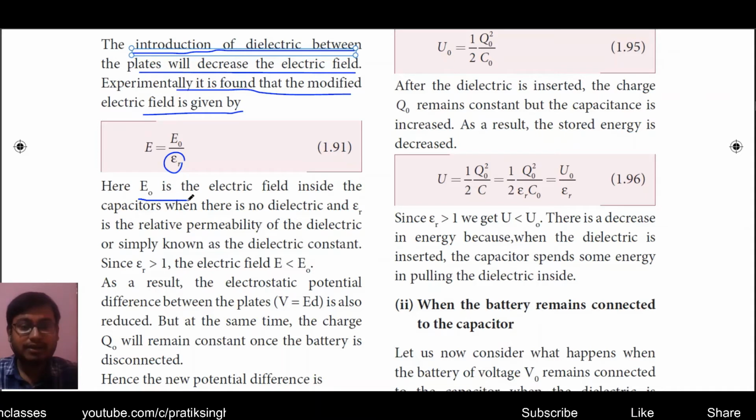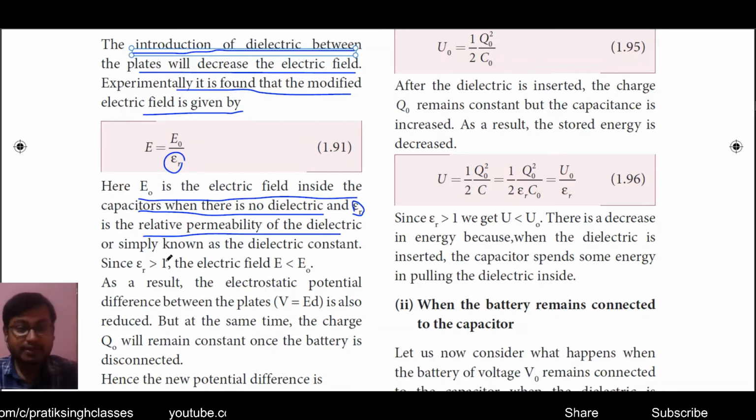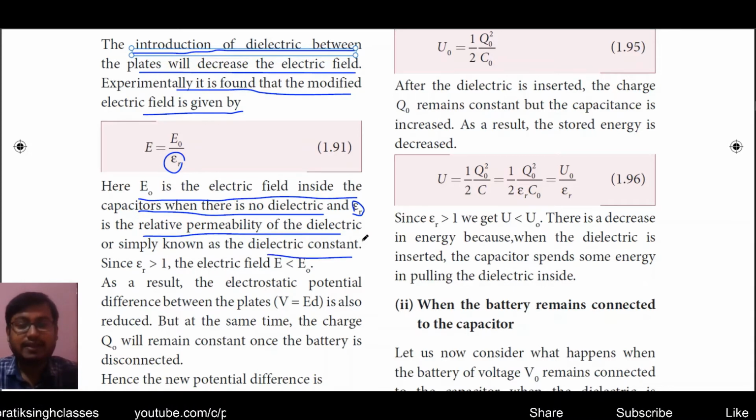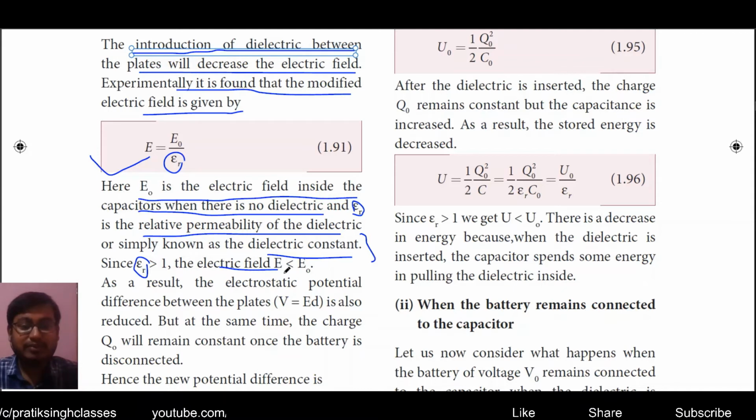Okay, here E0 is the electric field inside the capacitor when there is no dielectric, and epsilon R is the relative permittivity of the dielectric, or simply known as the dielectric constant. It depends on what type of material is inserted in between the plates. Okay, again we know that this value epsilon R is greater than 1. That means the electric field after the insertion of the dielectric material will be lesser than the original electric field when there was no dielectric material inserted in between the plates.